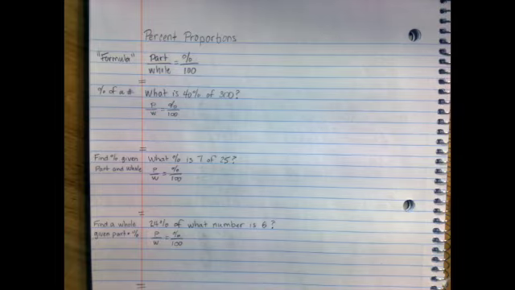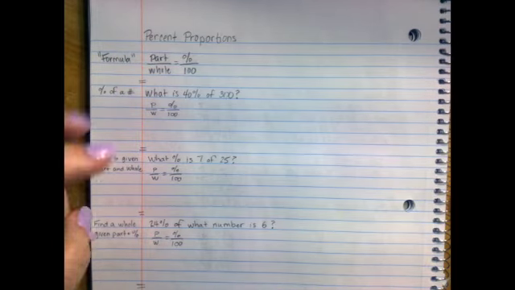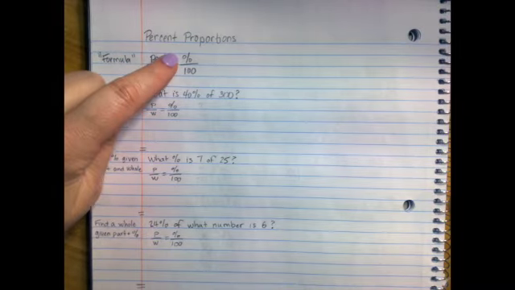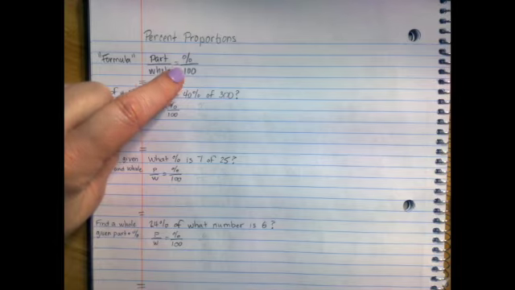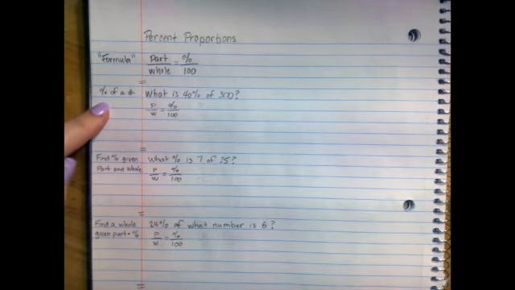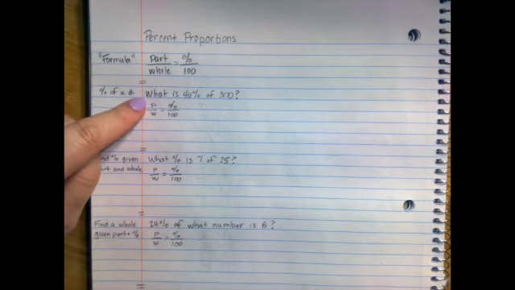This tutorial is about solving percent proportions. There is a formula, if you will, that we follow. We put part over whole is equal to the percent over 100, and that 100 never changes. It's always there. So what if we are finding the percent of a number? For example, it might be worded like, what is 40% of 300?